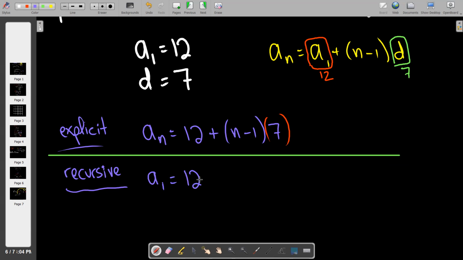We did that. We found that. It's pretty cool. And then the other thing we have to do is tell them the behavior of the sequence. And the recursive formula would just be like this: a sub n equals a sub n minus 1 plus 7. Done. Notice that the number 12 isn't really in the recursive formula, not the bottom part.